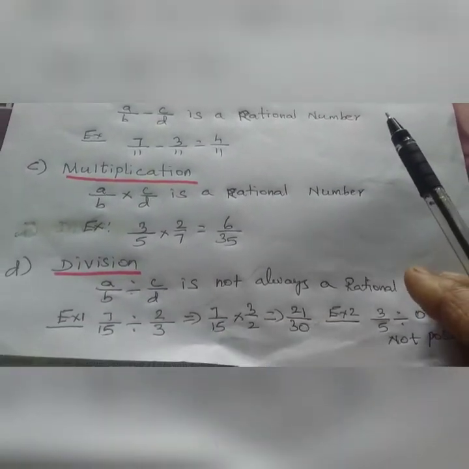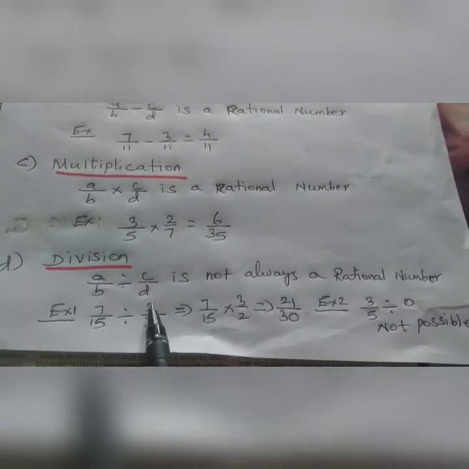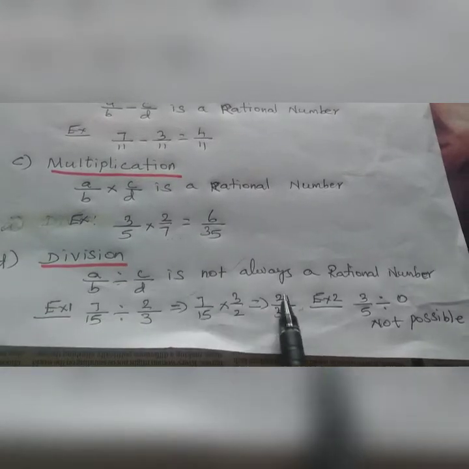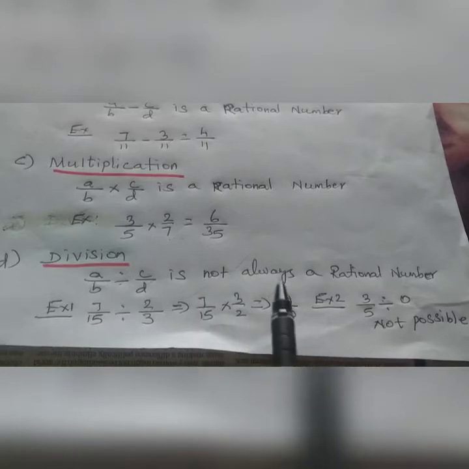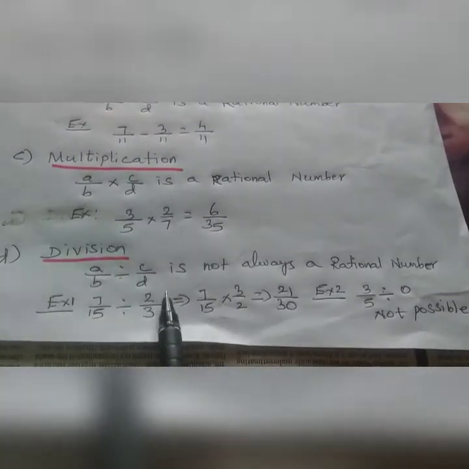Now we'll see the closure property for the last operation, division. That is, if a by b and c by d are 2 rational numbers, then the division of them is not always a rational number. The previous 3 are always rational numbers. But here they are not always a rational number. Why? We'll see an example here. 7 by 15 divided by 2 by 3.